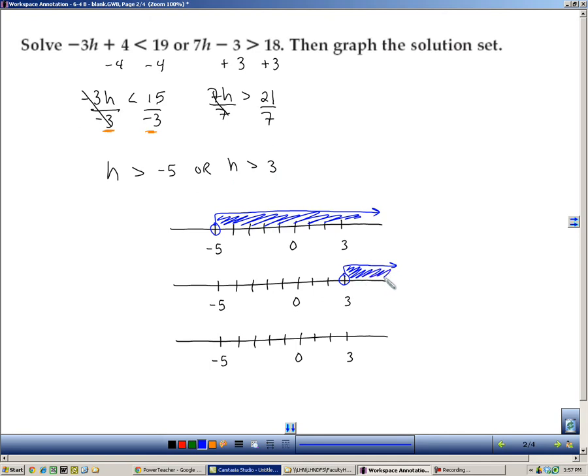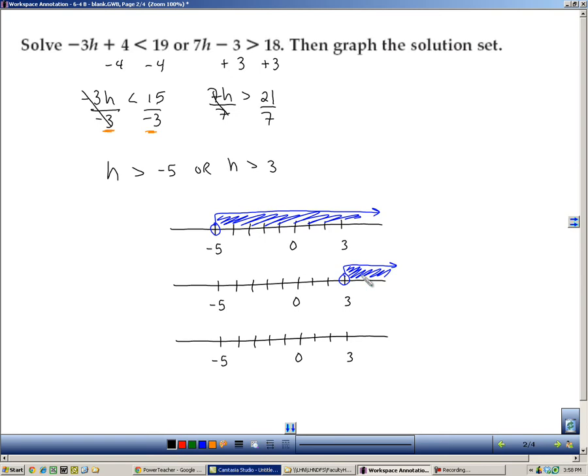Now, with an and, you take what overlaps. And if this was an and problem, it's not, but if it was, we would take this area right here and shade that all the way. But it's not an and problem, it's an or. And the or says to take the union, which means you want to combine the two.